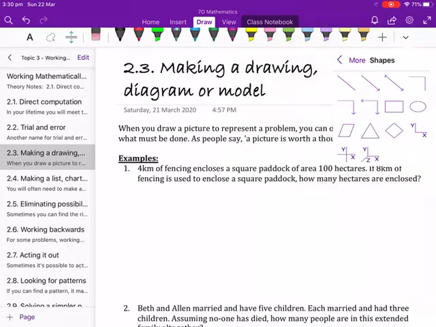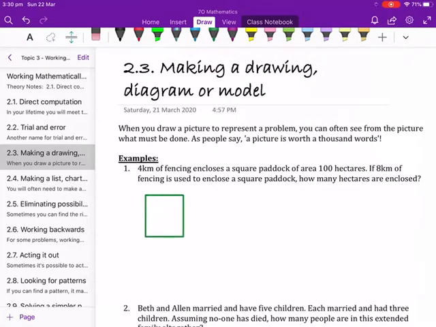Whoa, that's bad. Okay, I want to draw a square. And what we know about our square is that 4 kilometres of fencing goes all the way around. So that means each side is going to be 1 kilometre each because we have 4 sides on a square. It encloses 100 hectares. We write hectares as HA.